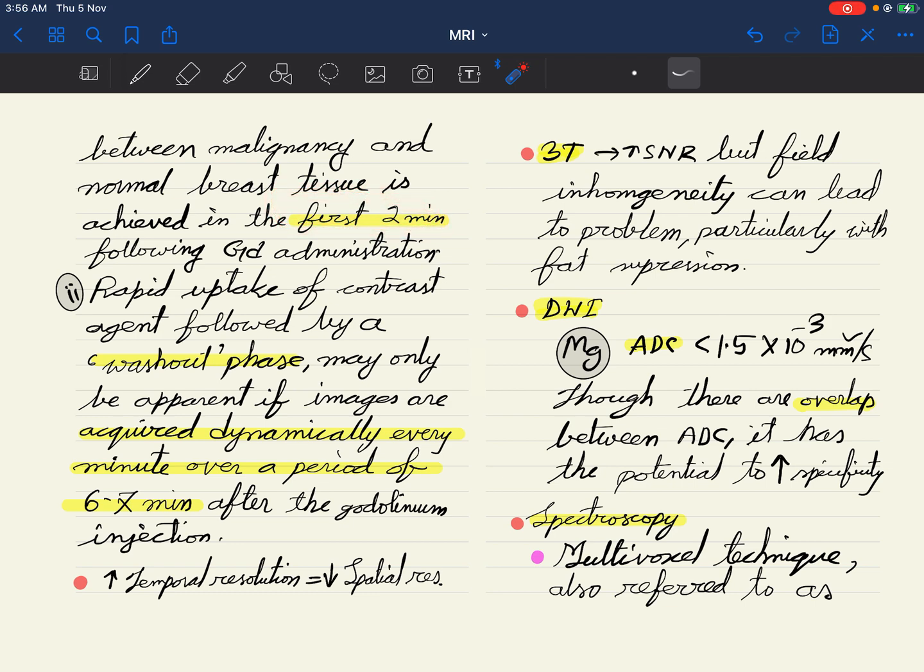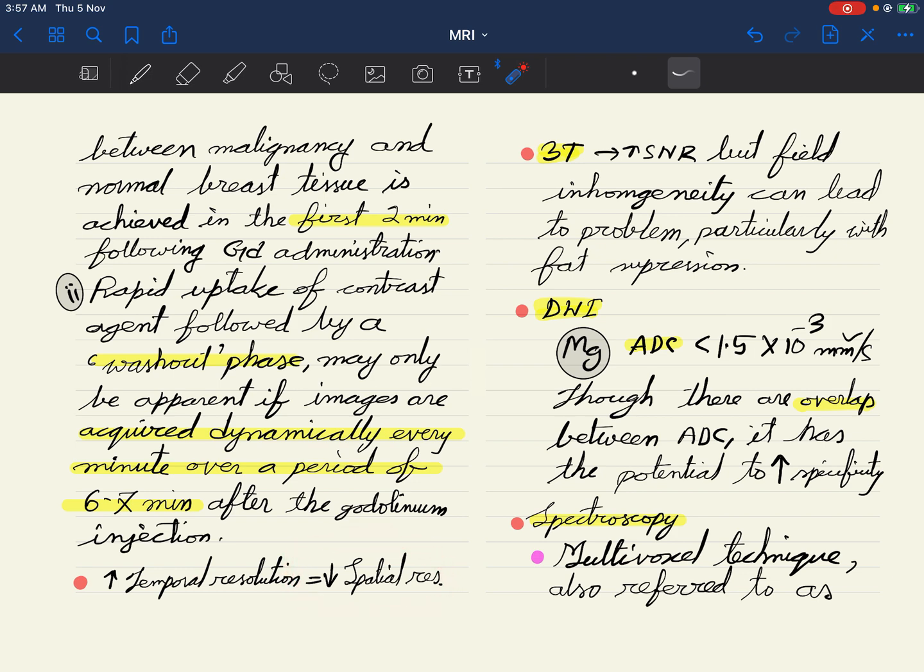Again, temporal resolution is necessary to characterize a malignant lesion. As we know that malignant lesion has a property of rapid contrast uptake and washout. These characteristics can be captured by MRI if we acquire dynamic MRI every minute over a period of 6 to 7 minutes after the gadolinium injection. But we have to keep in mind that the more the temporal resolution, the less the spatial resolution.